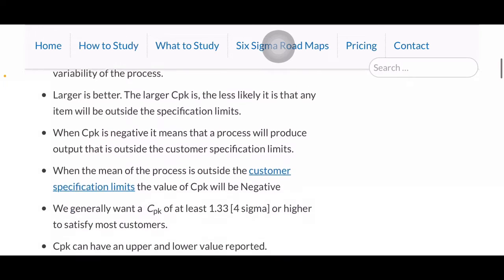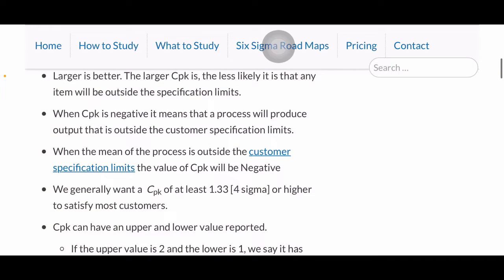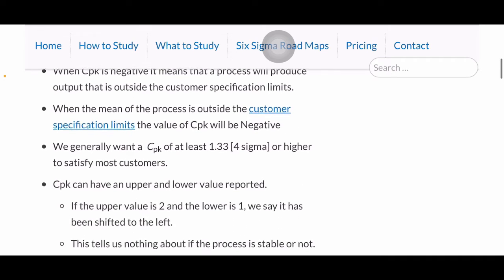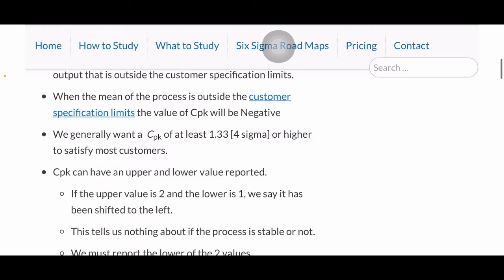When CpK is negative, it means that a process will produce output that is outside the customer specification limits. When the mean of the process is outside the customer specification limits, the value of CpK will be negative. We generally want a CpK of at least 1.33, 4 sigma or higher, that's exactly what I just said, to satisfy most customers. CpK can have an upper and lower value reported. If the upper value is 2 and the lower is 1, we say it has been shifted to the left.